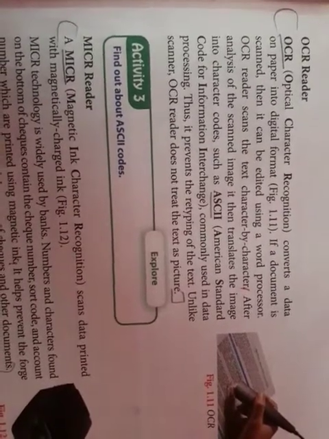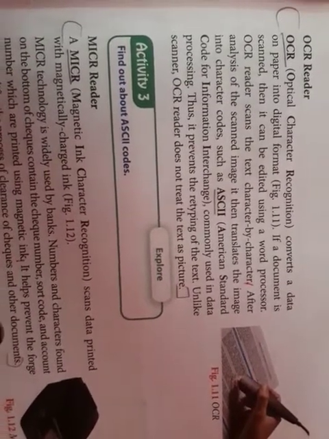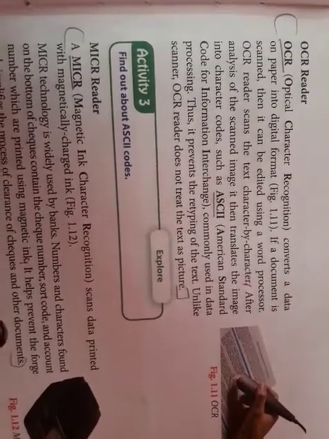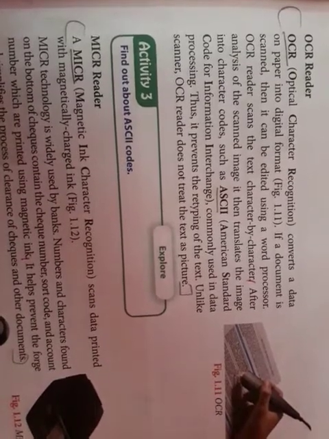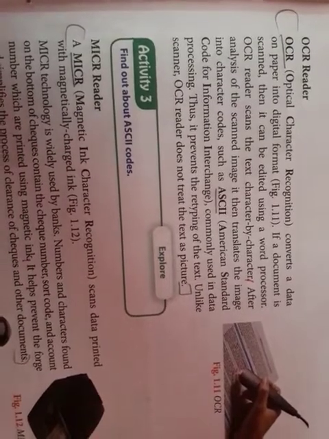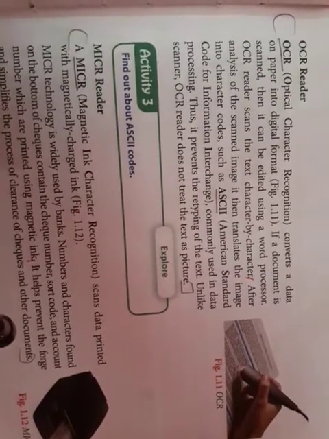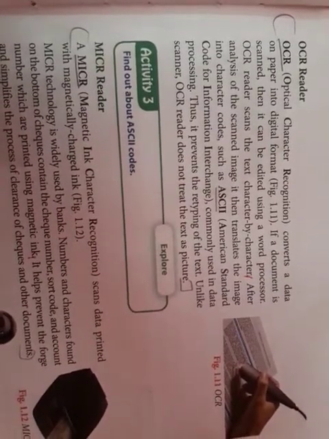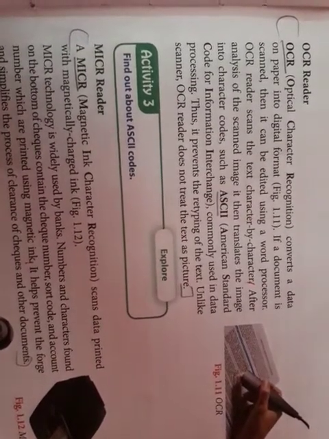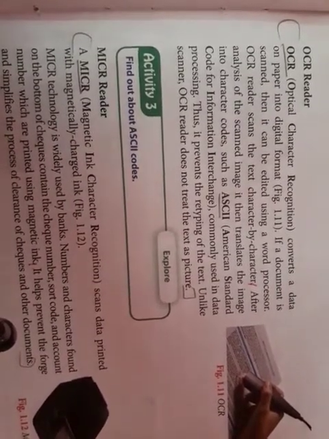Let us see what is OCR reader. OCR stands for optical character recognition, that converts data on paper into digital format. If a document is scanned, it can be edited using a word processor. OCR reader scans the text character by character. After analysis of the scanned image, it then translates the image into character codes such as ASCII. ASCII stands for American Standard Code for Information Interchange. Commonly used in data processing, it prevents the retyping of the text. Unlike a scanner, OCR reader does not treat the text as picture.